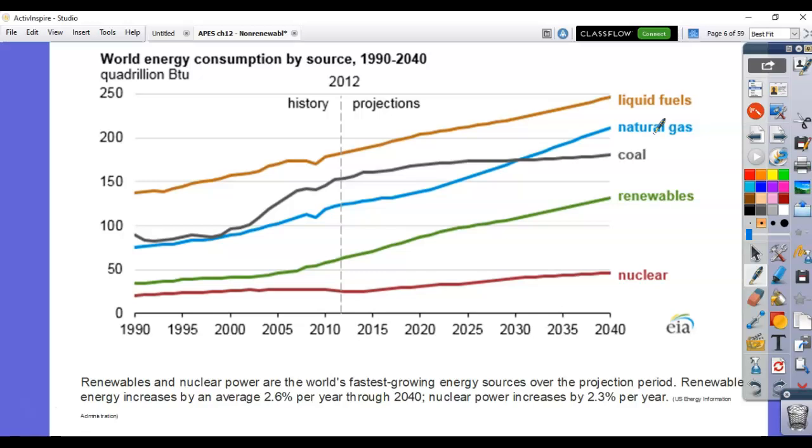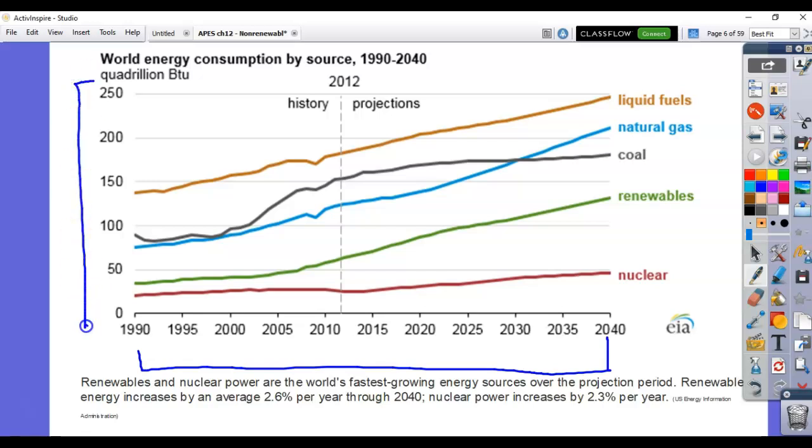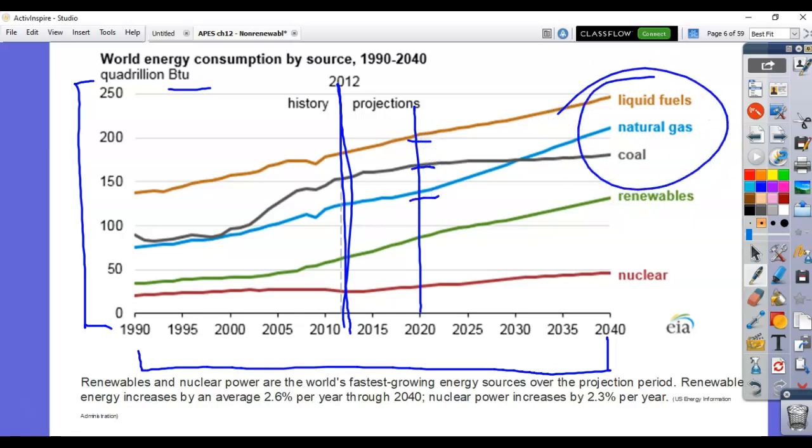All right. So, most-used energy sources. Let's take a look at this chart. This goes from 1990, and these are projections to 2040. On the side, quadrillion BTU. BTU stands for British Thermal Units. It's just an energy measure. Obviously this was done in 2012, so you can see this line right here. We're up over here, so we're going to assume that we're right there with the projections. The top 3 energy sources that are used currently are these 3, right? Natural gas, coal, liquid fuels. So you want to write those down.